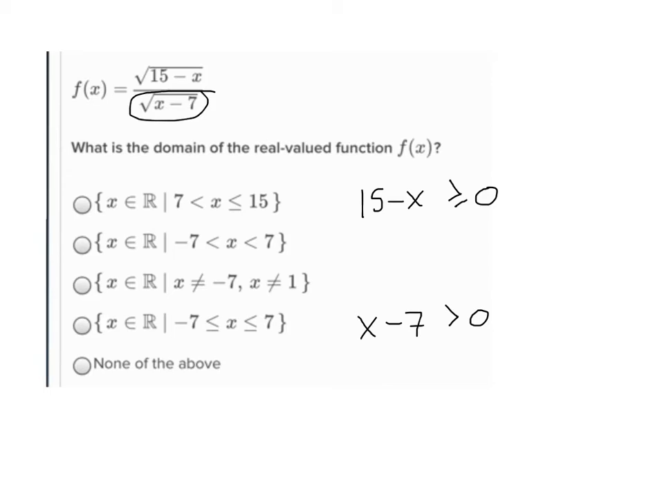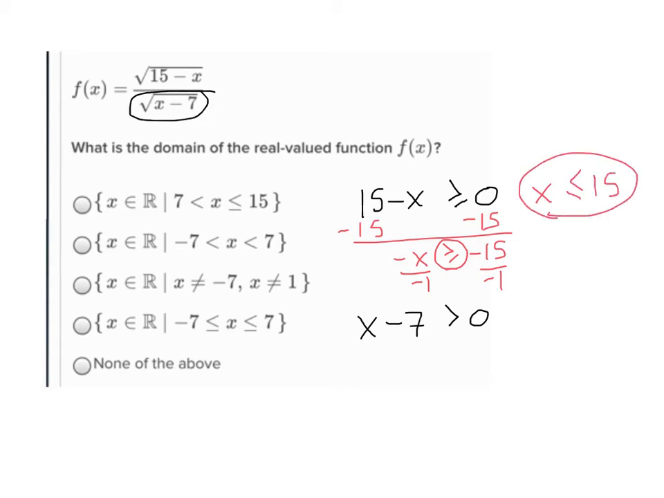And so now I just need to solve each of those. So I'm going to subtract 15 on both sides here. So I have negative x is greater than or equal to negative 15. And what do I do now? Divide by negative 1 on both sides. Since you divided by a negative, what happens to your inequality? So you say x must be less than or equal to 15.